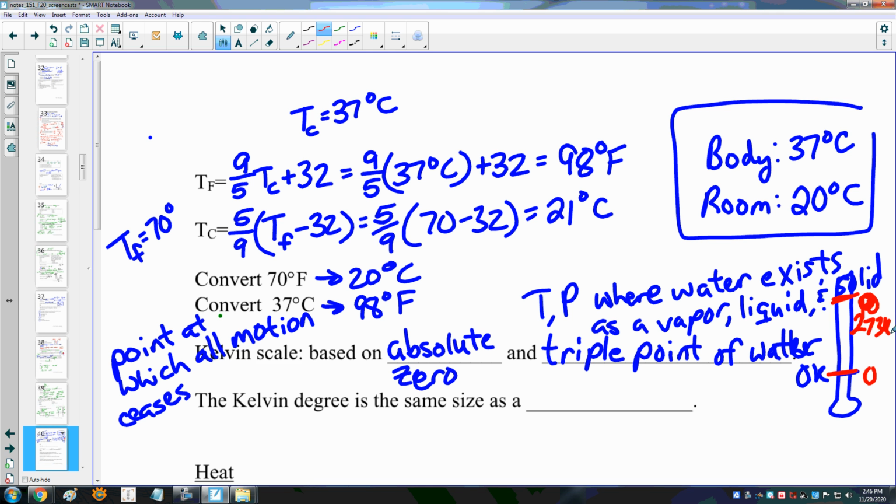Okay, so the Kelvin degree is the same size as the Celsius degree. In fact, we don't really say Kelvin degree. That's not really grammatically correct. We just say the Kelvin. I don't know why that is, but that's what we do. Okay, so those are the different temperature scales. You need to know what they are. You need to know those basic temperatures, and you need to know what they're based on. All right, good stuff.